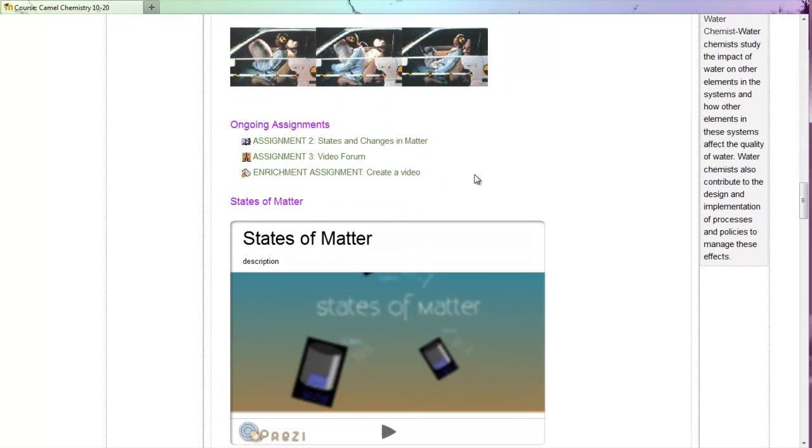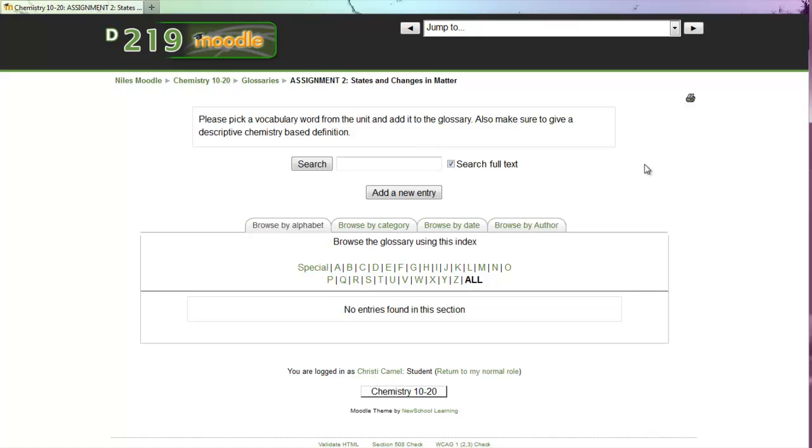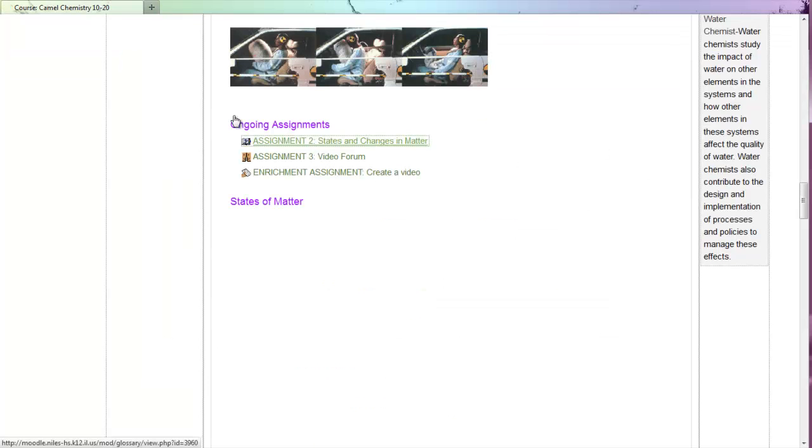Here I've listed ongoing assignments. For example, assignment 2, states and changes in matter. Students needed to pick a vocabulary word from the unit and add it to the class glossary. This can then be accessed by all students throughout the entire unit.